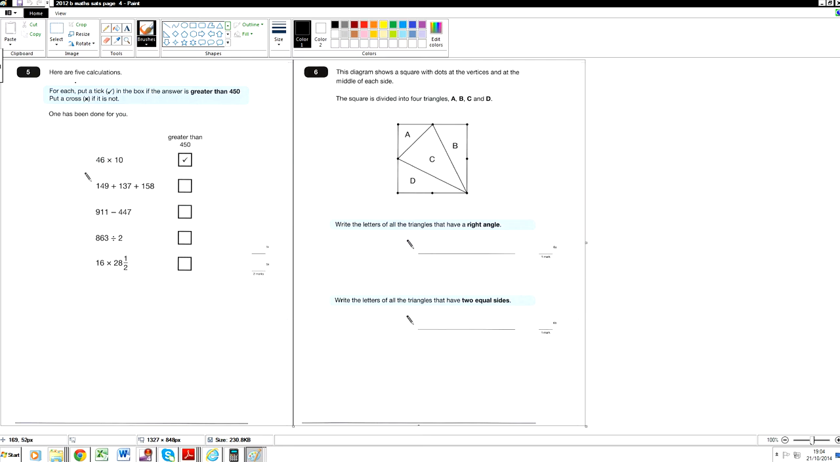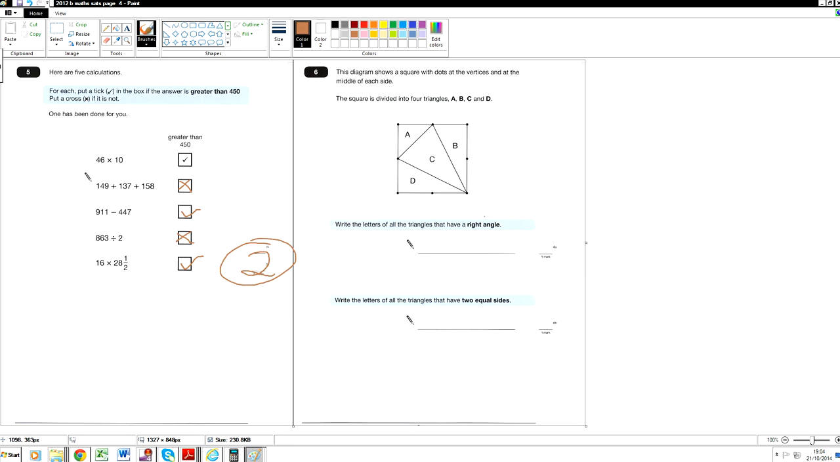Question number 5. Here are 5 calculations. For each, put a tick in the box if the answer is greater than 450, put a cross if it is not. So if you work out those calculations, we should get a tick, then a cross, and then tick, tick, and tick. And that's worth 2 marks.